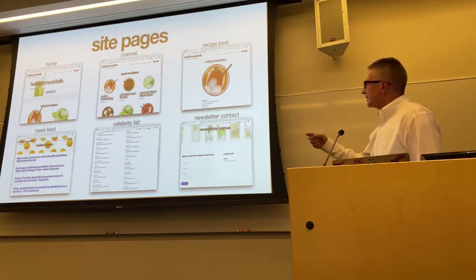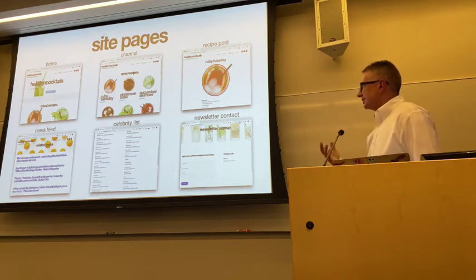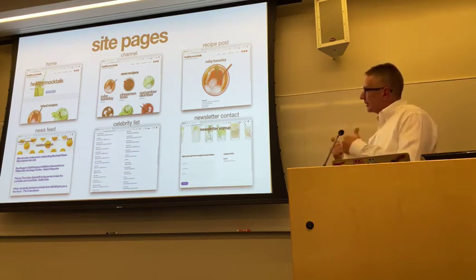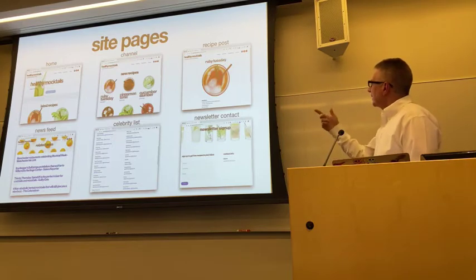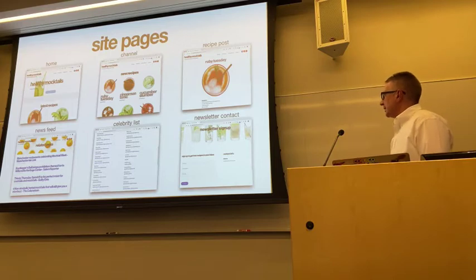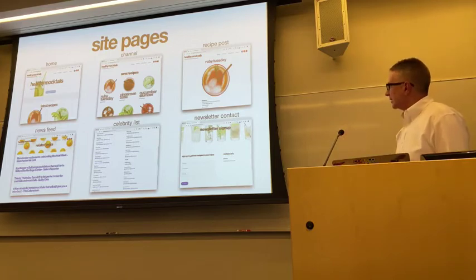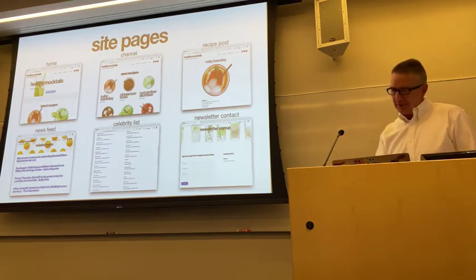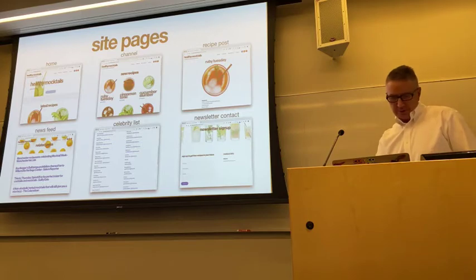The celebrity list is similar for SEO. It's just sort of an attempt to get celebrity names in there and also external links, which helps for SEO. Newsletter contact is basically that. There's a contact info and also a newsletter that you can sign up for.